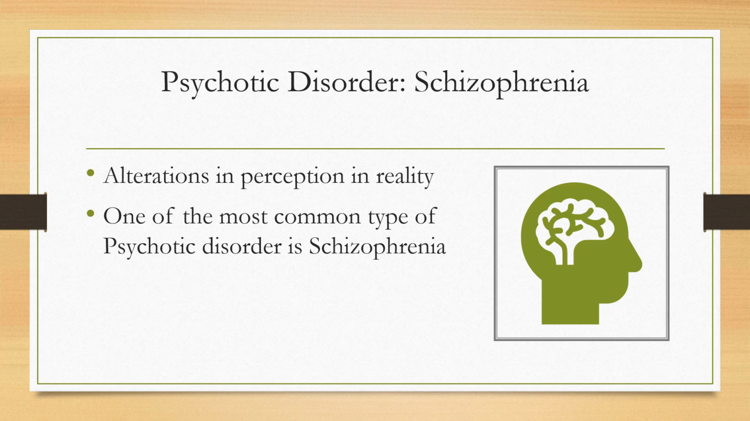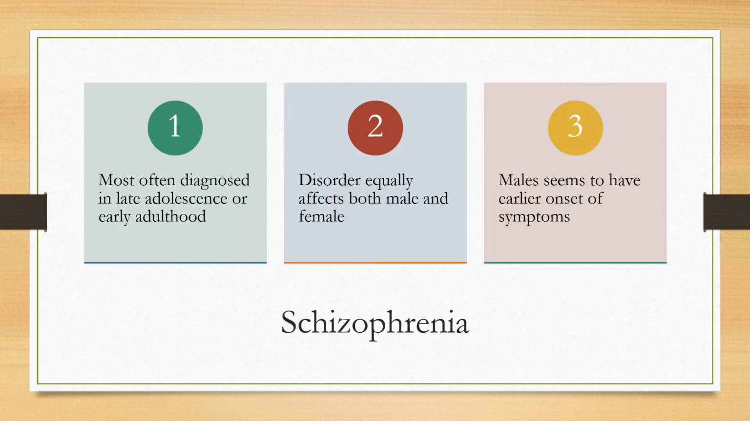What is schizophrenia? Schizophrenia is one of the most common types of psychotic disorder. Psychotic disorders involve alterations in perceptions of reality. Schizophrenia is most often diagnosed in late adolescence or early adulthood. The disorder equally affects both males and females. However, males seem to have an earlier onset of symptoms.